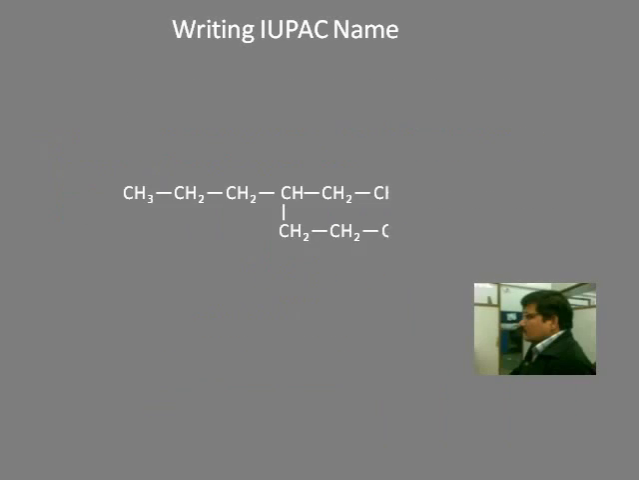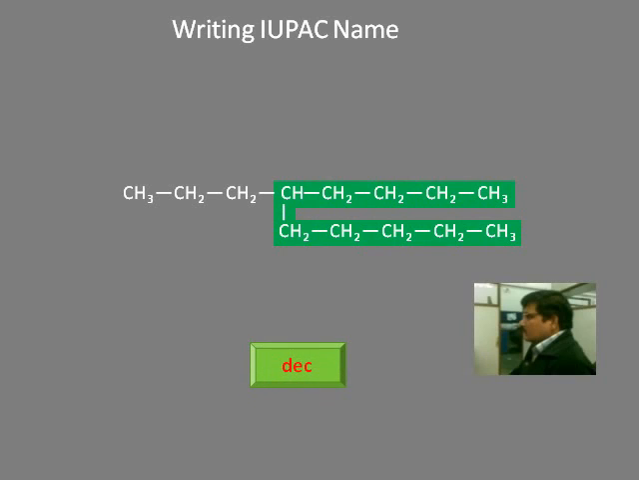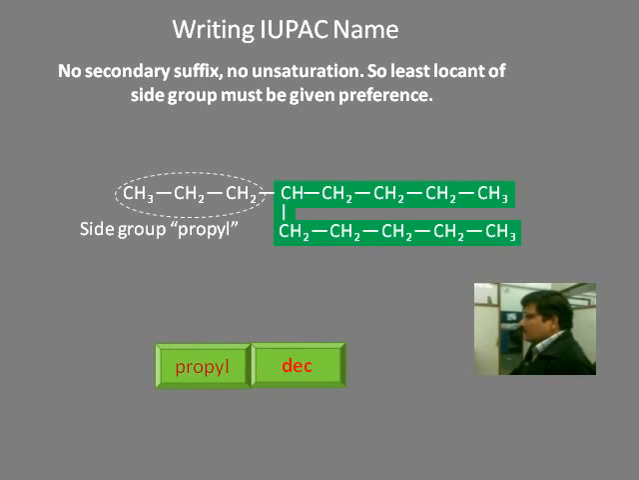See another molecule. This is the principal chain. Dec is the word root because of 10 carbons in the principal chain. This is a propyl side group. Secondary prefix propyl. There is no secondary suffix or unsaturation. So the least locant of the side group must be given preference, and due to absence of unsaturation, the primary suffix will be ane.